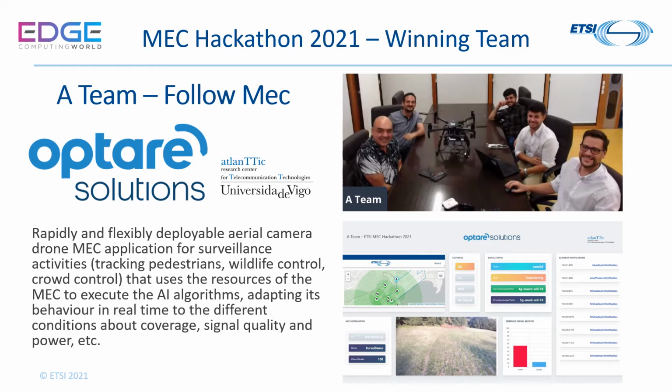The MEC application uses the resources of the MEC to execute the AI algorithms, and it will also use MEC services to adapt its behavior in response to conditions such as coverage, signal quality, and power. A big round of applause for the winning team, the A team, Optare Solutions.